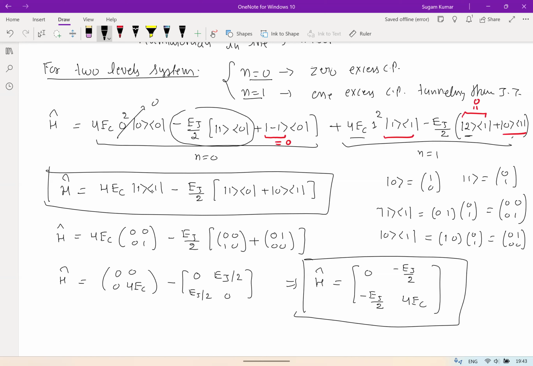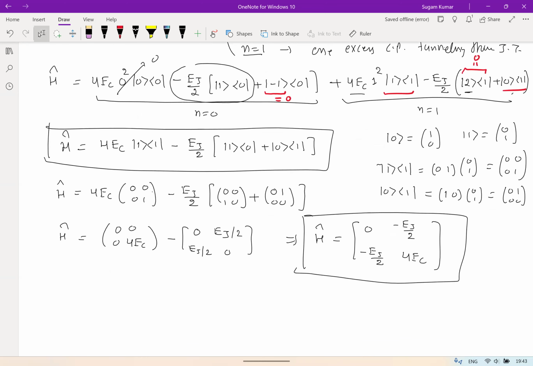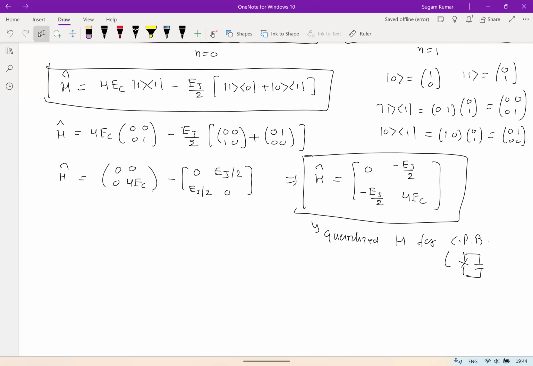So we have developed the Hamiltonian, a quantized version of the Cooper pair box. A Cooper pair box is nothing but just a capacitor and an inductor. So this is the quantized Hamiltonian for the Cooper pair box. Cooper pair box, nothing but again this. So we know the Hamiltonian for the Cooper pair box.